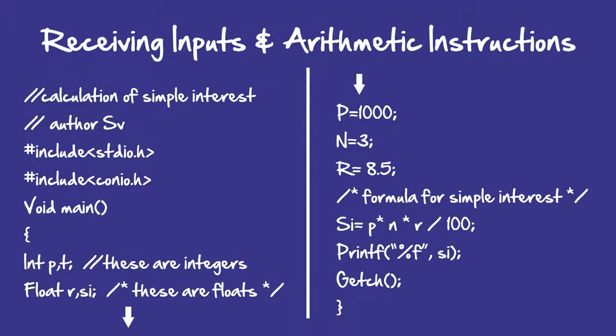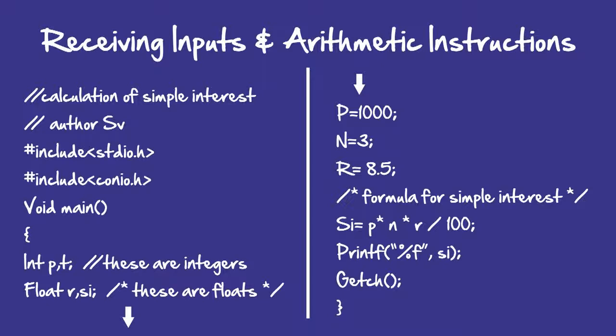In the next three statements, we are trying to assign values to these variables. P is equal to 1000. Here in this statement, we are assigning the value 1000 to integer variable P, or principal. You have to keep the variable on the left side while assigning values. Similarly, T is equal to 3 and R is equal to 8.5 assign values to the respective integer and float variables.